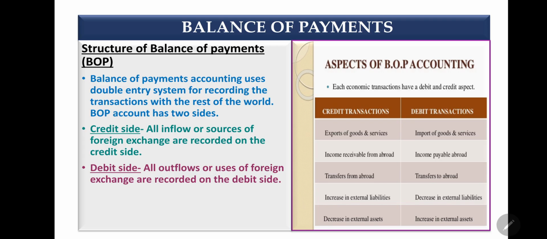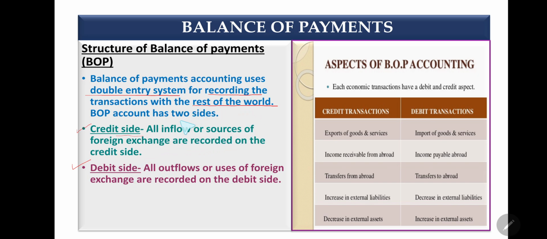So what do we mean by structure of balance of payments? Structure of balance of payment has a double entry system. What do we understand by the term double entry system? The term double entry system means that it has a credit side and a debit side. So double entry means that for recording any kind of transactions between a country and the rest of the world, the BOP account has two sides.